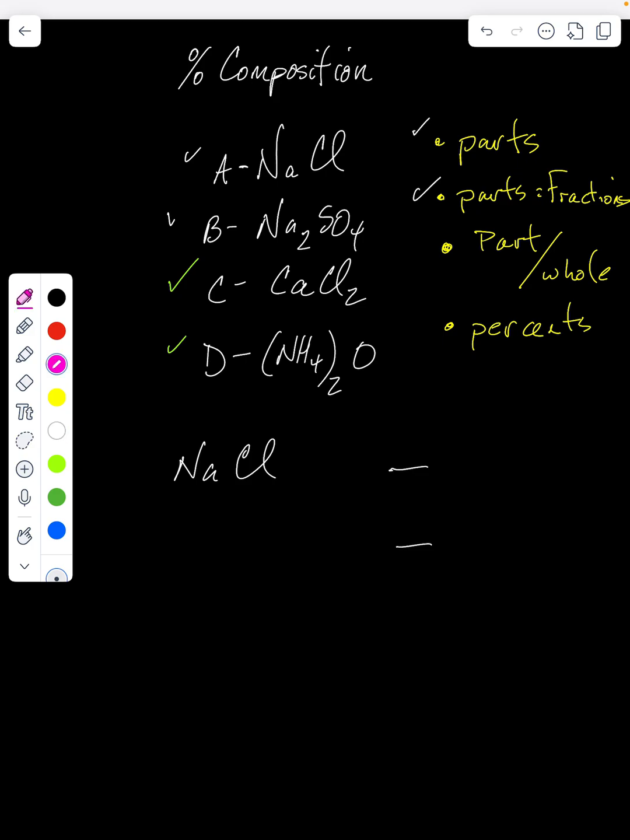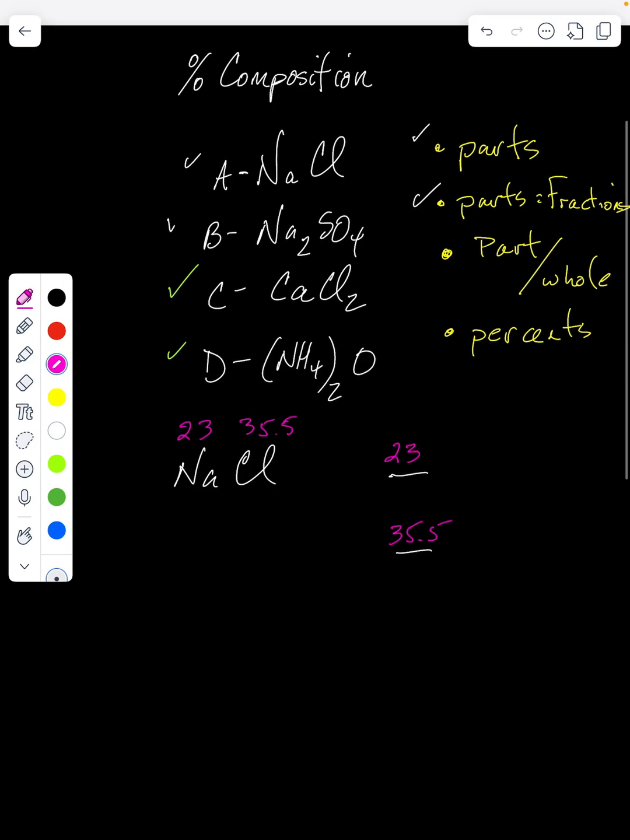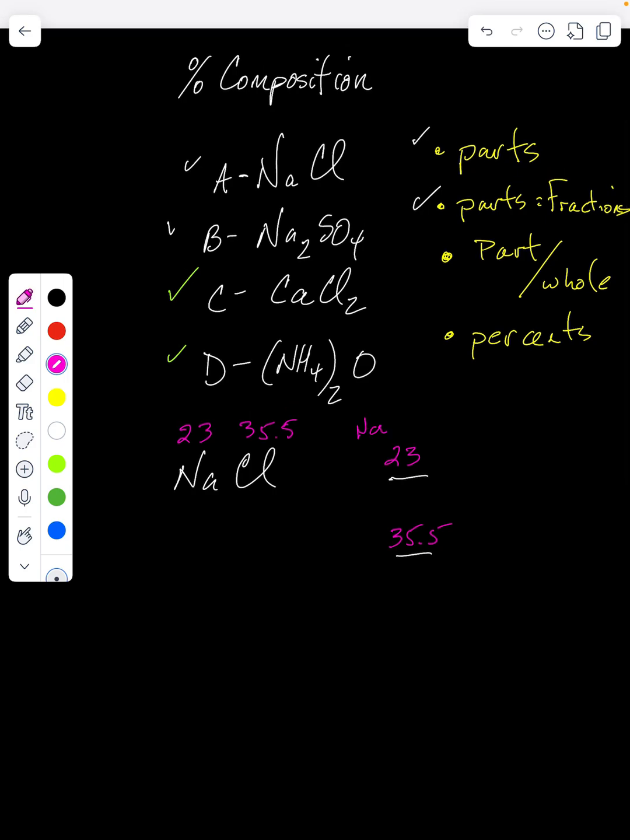So the part is really the mass. And the mass that is sodium is 23. The mass that is chlorine is 35.5. So I'll say this is sodium, Na, and this is chlorine. The whole thing is when you add those 23 and 35.5 together, so that's 58.5.